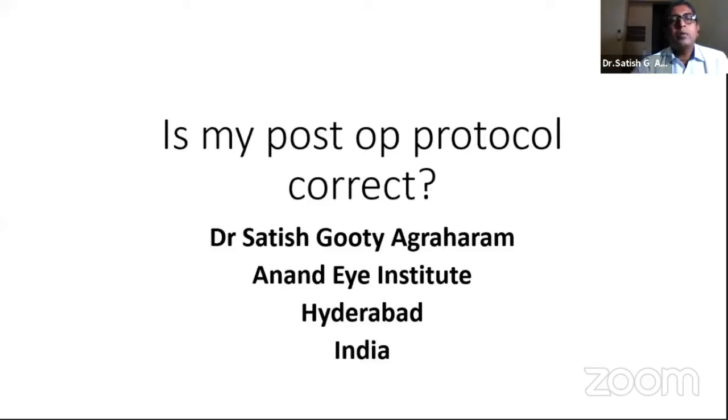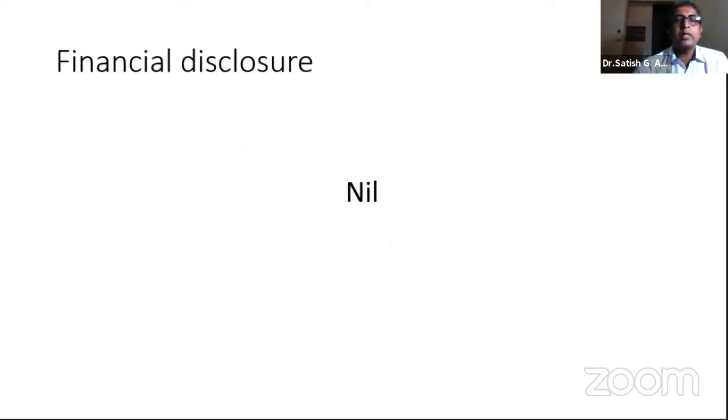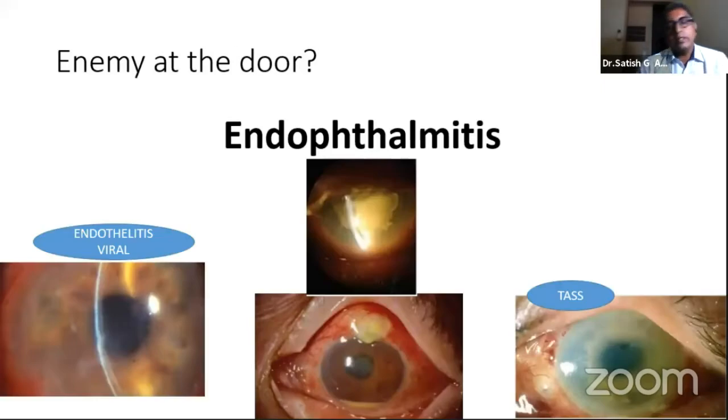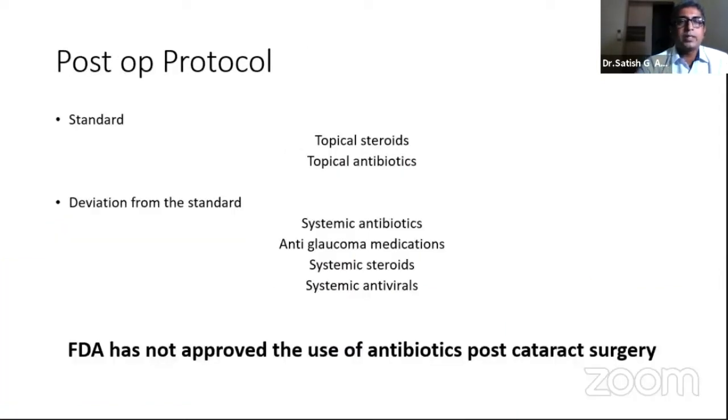So I'll be talking about: is my post-op protocol correct? I think the entire discussion is about the enemy at the door. The enemy at the door here is endophthalmitis. If you look at the central pictures, anybody would say that they're dealing with an endophthalmitis. But if you look at the picture to the right side or to the left side, a viral endothelitis or a TASS can be a mimic to this. And all of us want to avoid all these things.